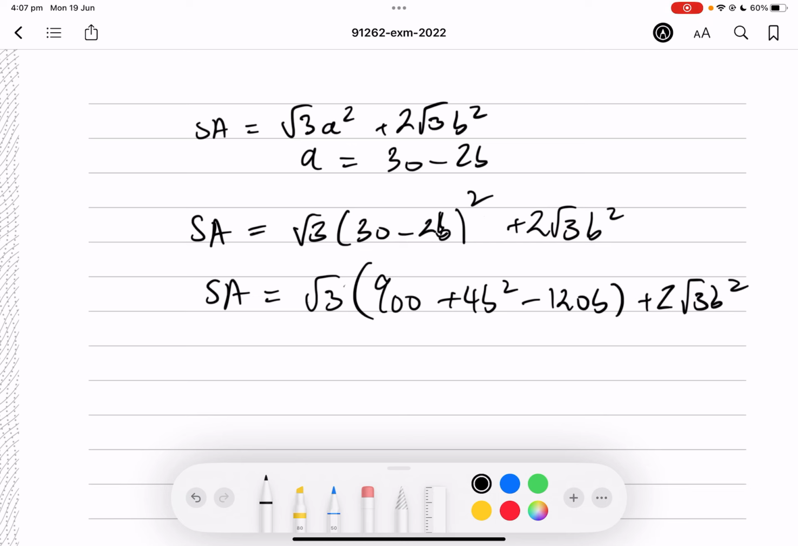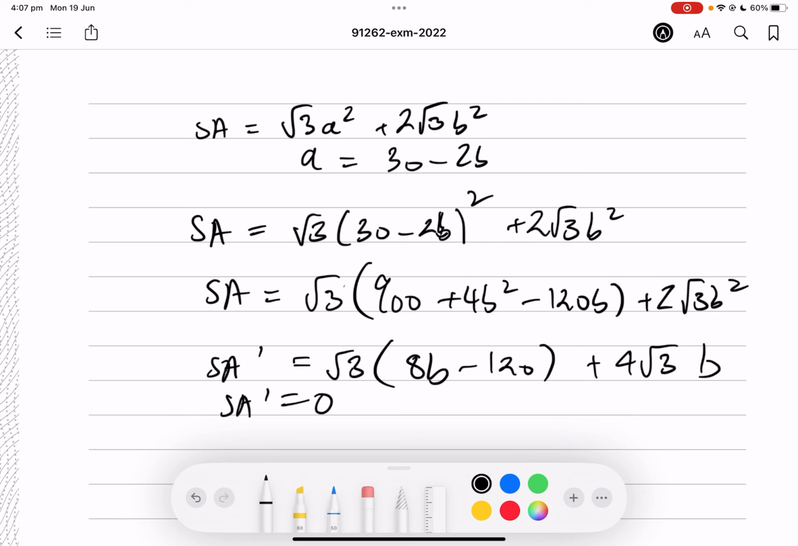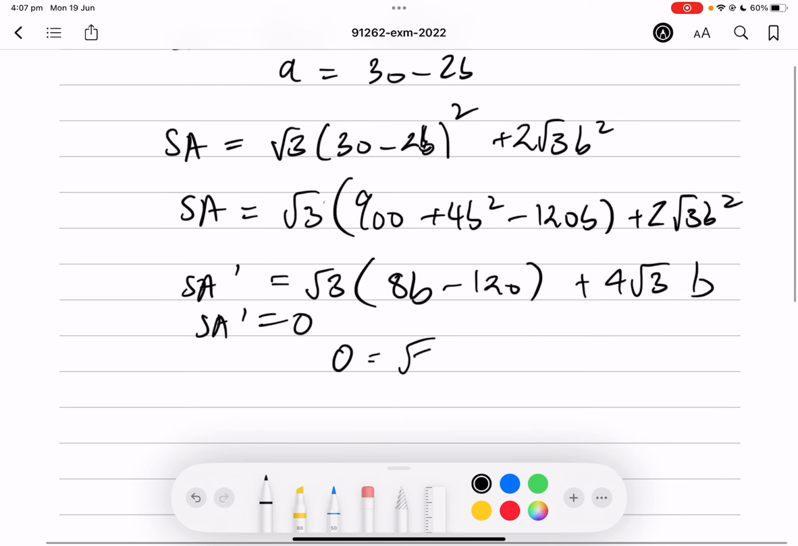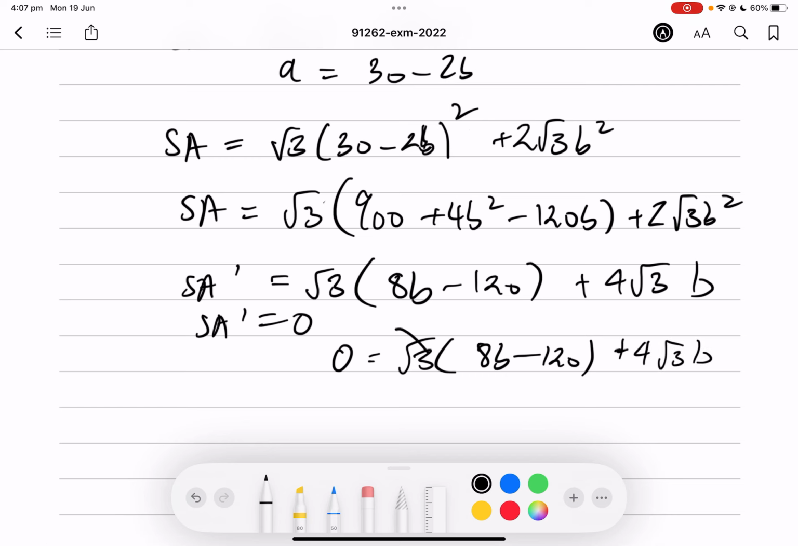Alright, so we can find the derivative. So SA dash is equal to root 3 times (8b minus 120) plus 4 root 3 b. And we know that the gradient function equals 0 at the minimum, so SA dash equals 0. So therefore, 0 equals root 3 times (8b minus 120) plus 4 root 3 b. And we can just cancel out the root 3's.